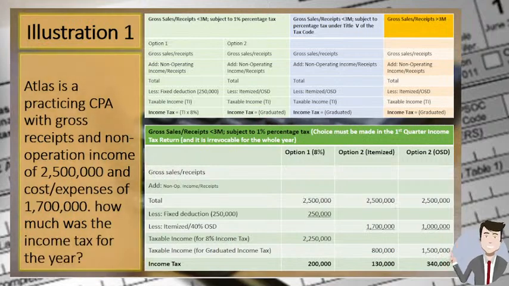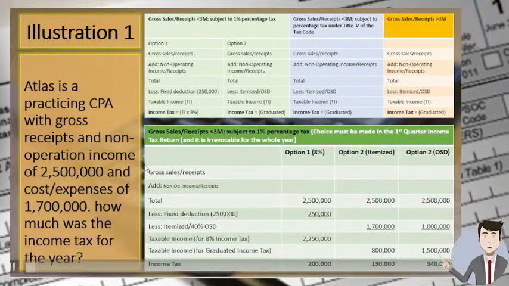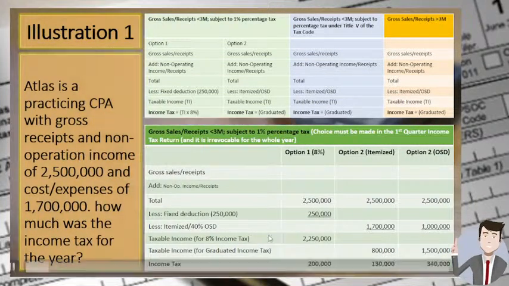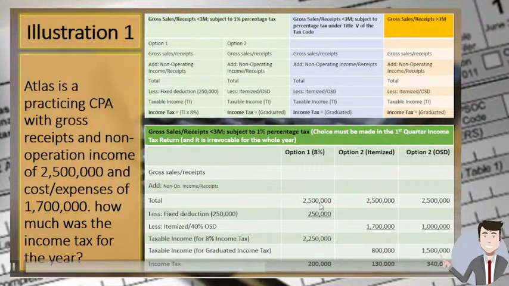So the bearing in decision making is the amount of expenses or the amount of deduction. That is the only difference. So let's discuss. Based on the discussed pro forma computation, we have your gross sales, gross receipts on the first row, then add your non-operating income and expenses. In our problem, none was identified. So we can proceed directly to total gross income, 2,500,000 in both options. Okay?